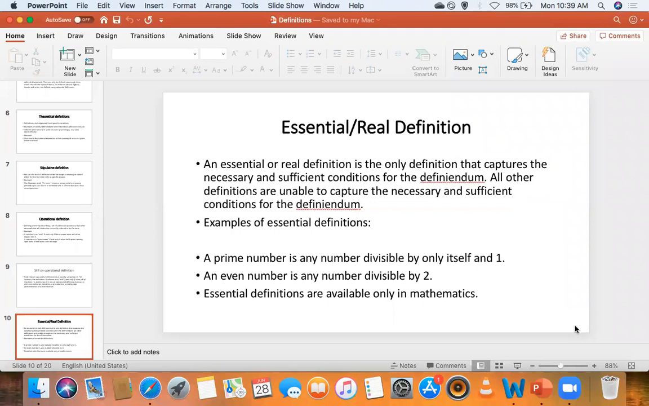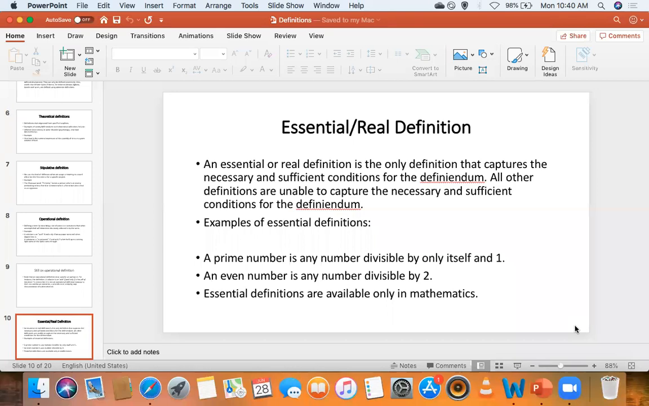Then we have essential, or what we call the real definition. An essential or real definition is the only definition that captures the necessary and sufficient conditions for the definiendum. All other definitions are unable to capture the necessary and sufficient conditions for the definiendum.